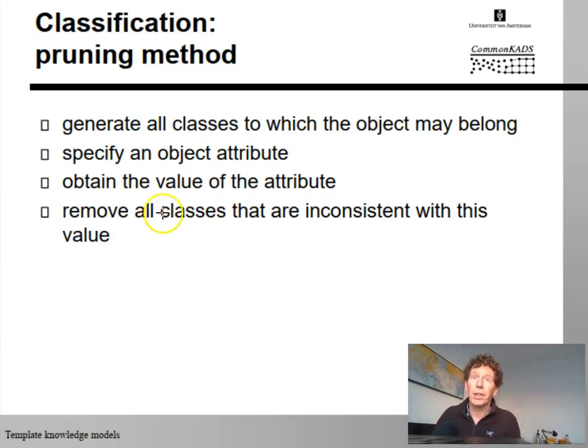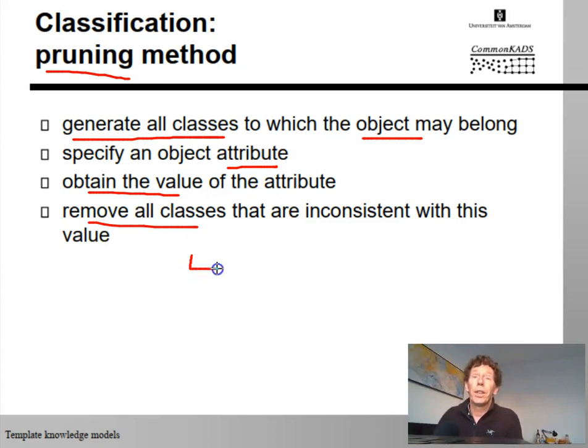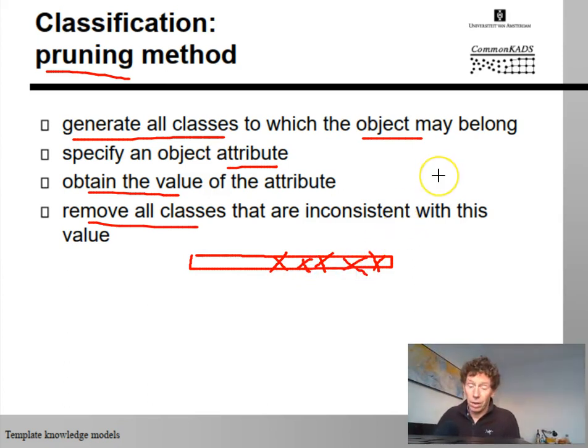So the simplest method for classification is called pruning, right? The idea is that you are being given an object, you generate all classes to which it may belong, then you pick a particular attribute of the object, you obtain the value, and then you remove all classes that are inconsistent with the value. So basically you start with a very large set of possible classes, and then you obtain a feature and you rule out some classes, and you obtain another feature and you rule out some more classes, until you are left with one or more classes that are potential classes for the object.